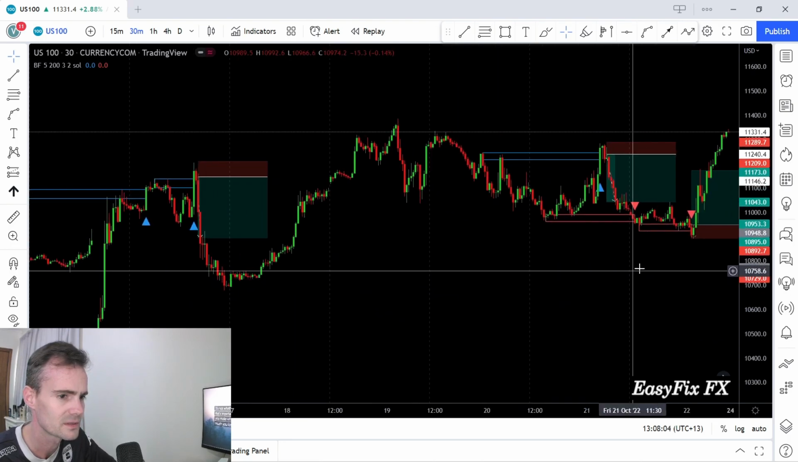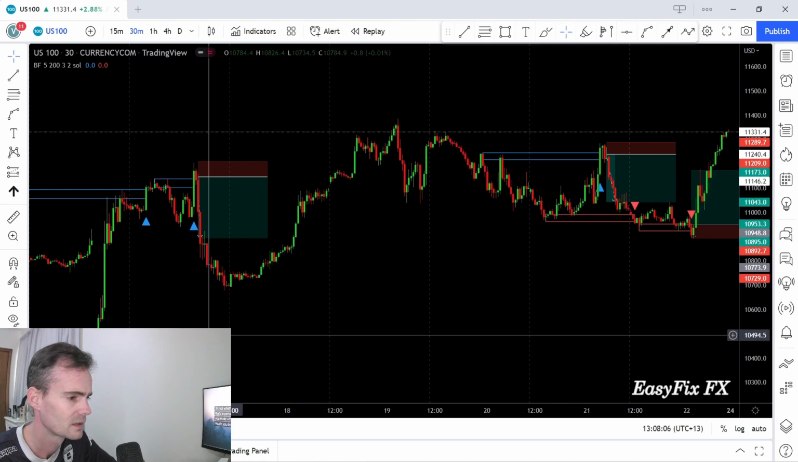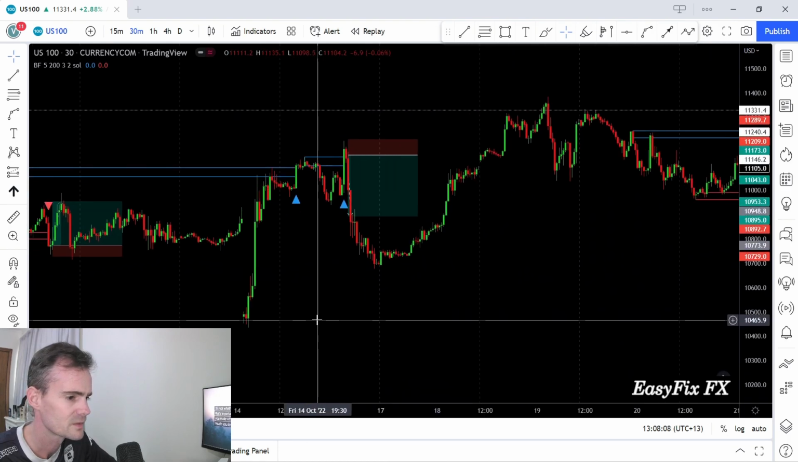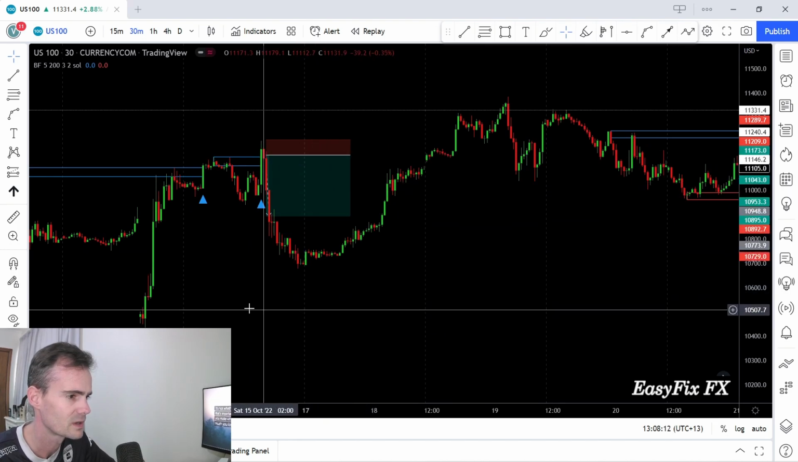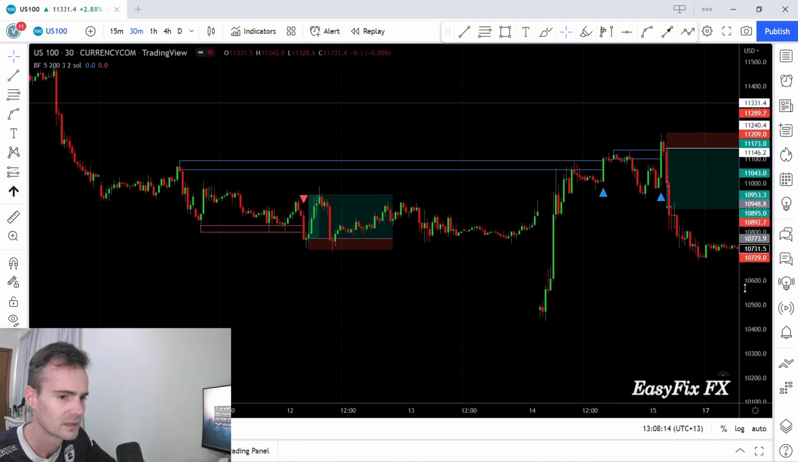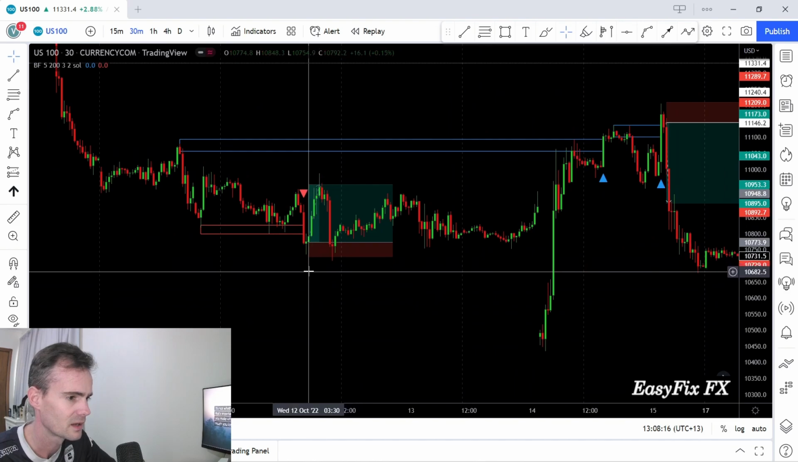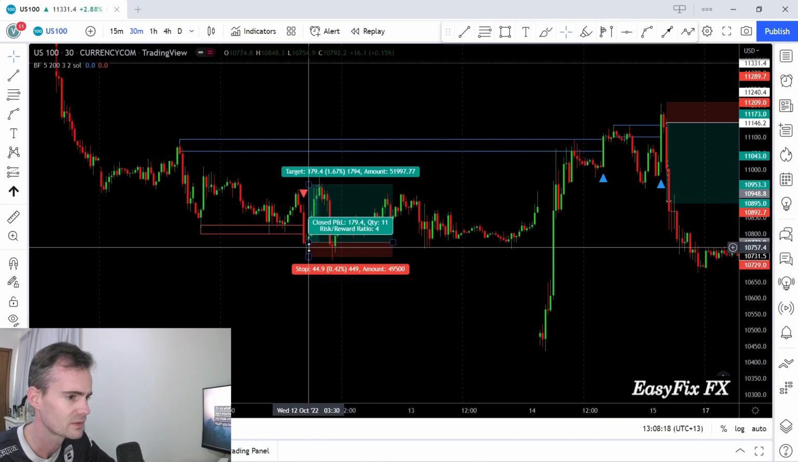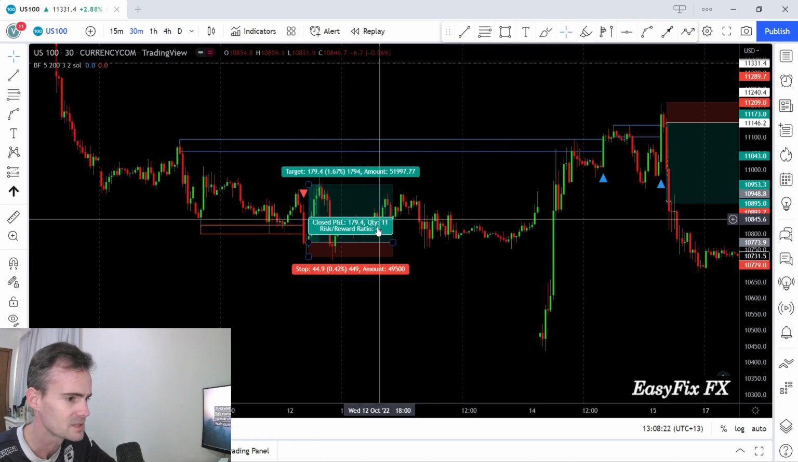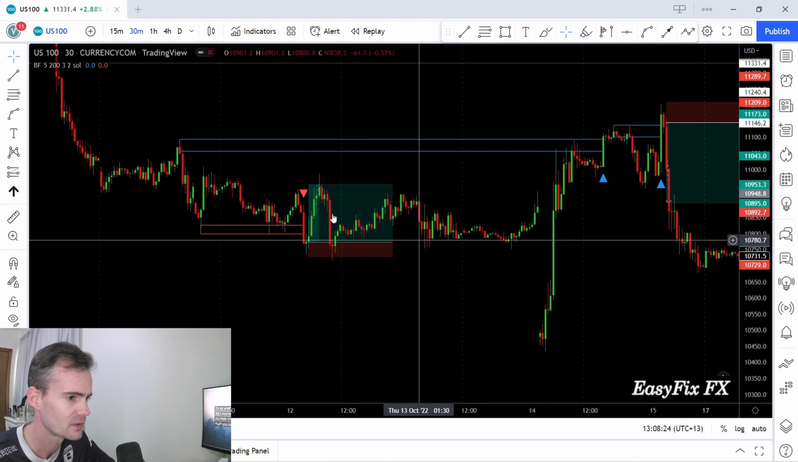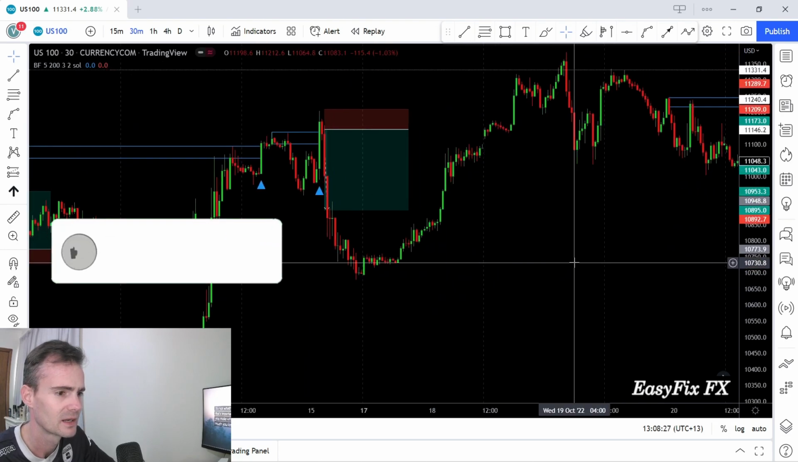Okay, so this was on Friday. This was another 1 to 4 risk to reward. So if you look at last week, there were multiple opportunities, 2 or 3 opportunities to actually double your account. You can see even this one here, this was a 1 to 4 risk to reward trade.